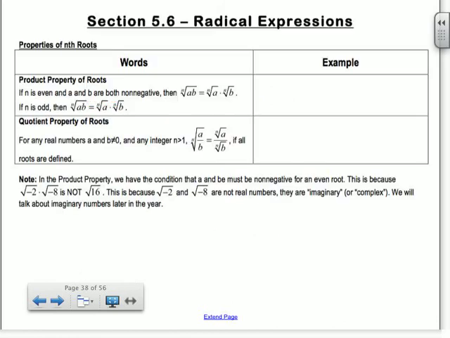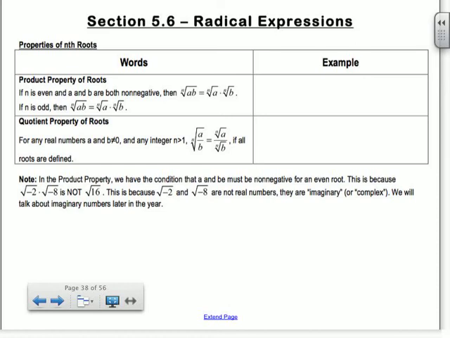All right, so next up. So section 5.6 is on radical expressions. Okay, so the product property of roots says if n is even and a and b are both non-negative, then the nth root of a times b is the nth root of a times the nth root of b.